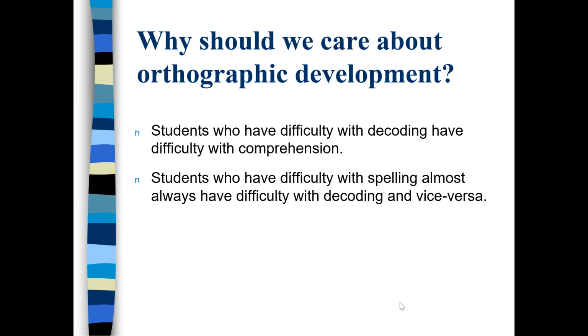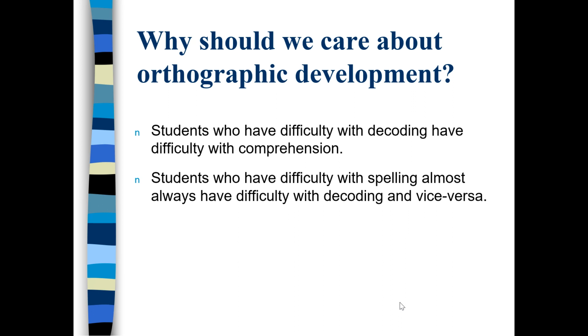Why do we care about orthographic development? Students who have difficulty decoding also have difficulty with comprehension. If a kid doesn't understand how to say the word, they're not going to understand what the word means. Therefore, comprehension of a text, whether it's a one-page, one-paragraph article, they're not going to understand it if they don't know the words in the article. So obviously, decoding difficulties lead to and hinder comprehension.